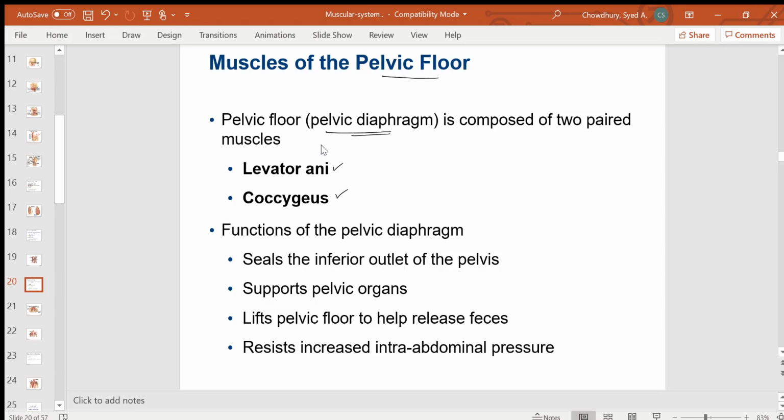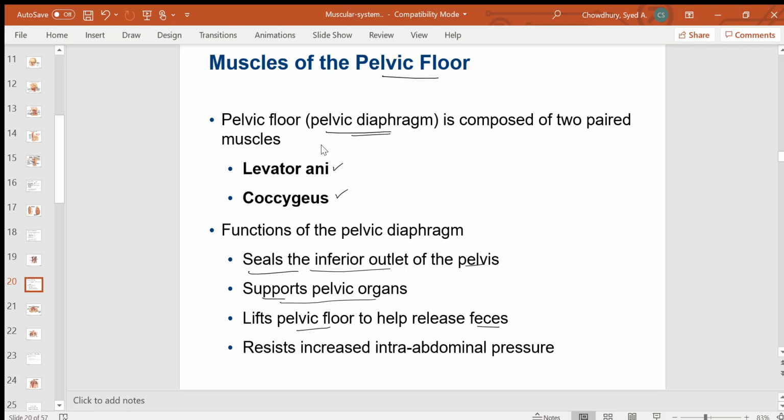Okay, and pelvic floor muscles are very important because, first I mentioned, they seal a big opening between two hip bones. So they seal the inferior outlet of the pelvis and support the pelvic organs, right? From the bottom it forms the floor, so the pelvic organs are supported by the pelvic floor. You lift the pelvic floor to help release feces. So to increase the abdominal pressure to release the feces, you lift the pelvic floor upwards.